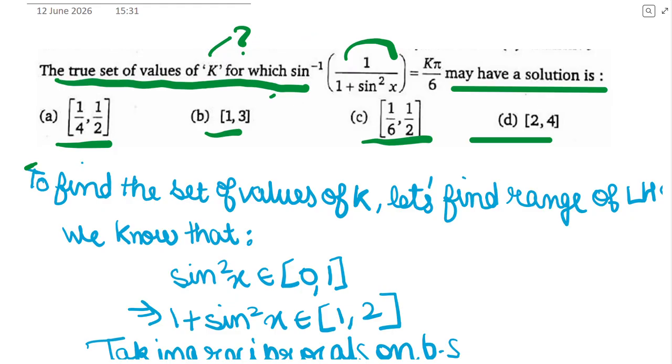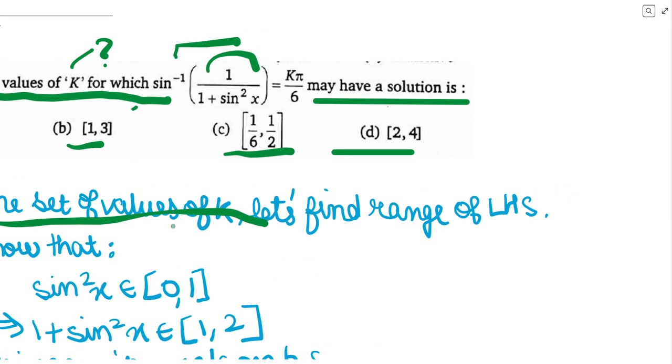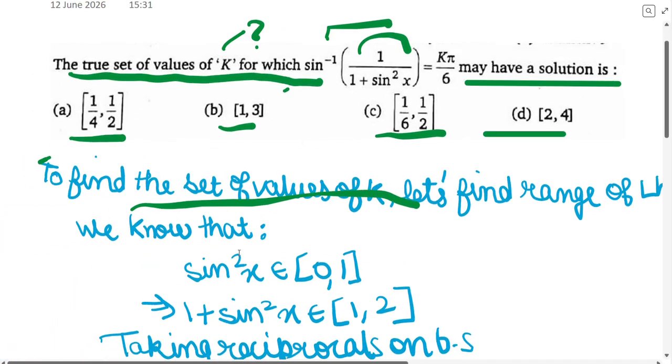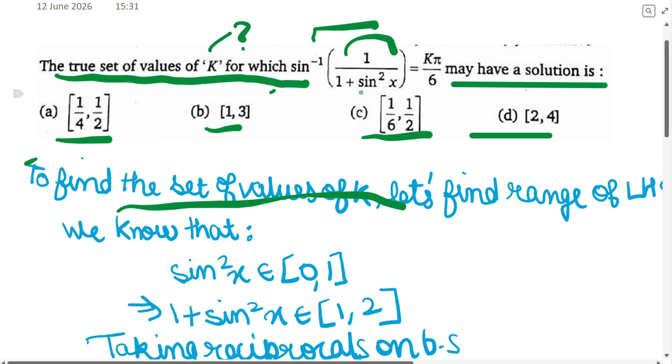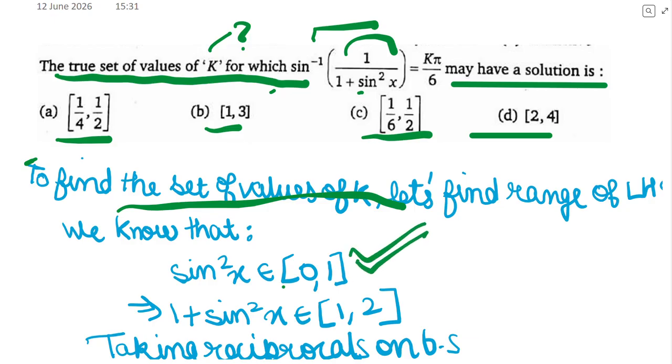So we need to find the range of the LHS, right? To find the set of values of k, let's find the range of LHS. So now we know that sine square x is there, and the range of sine square x we already know, it can be between 0 and 1 where both are included. So this thing is already pre-known to us. If not, we must learn it.